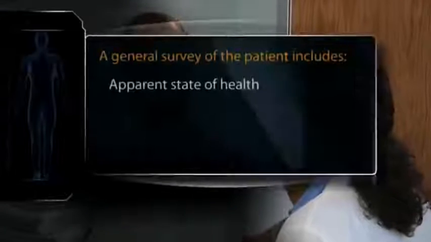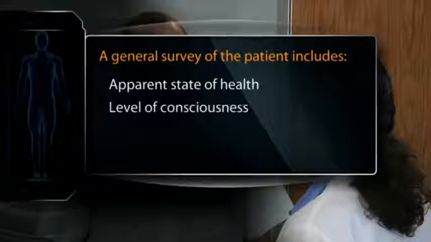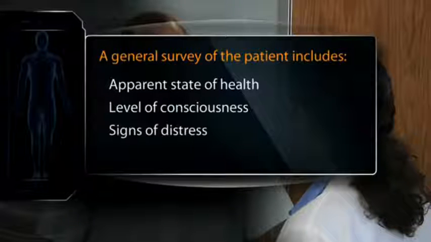This includes apparent state of health based on observations throughout your encounter, level of consciousness, is the patient awake, alert, and responsive to you and others, signs of distress, does the patient show evidence of cardiac or respiratory difficulties, pain, anxiety, or depression. Check for changes in skin color and any obvious lesions. Look for scars, plaques, or nevi.